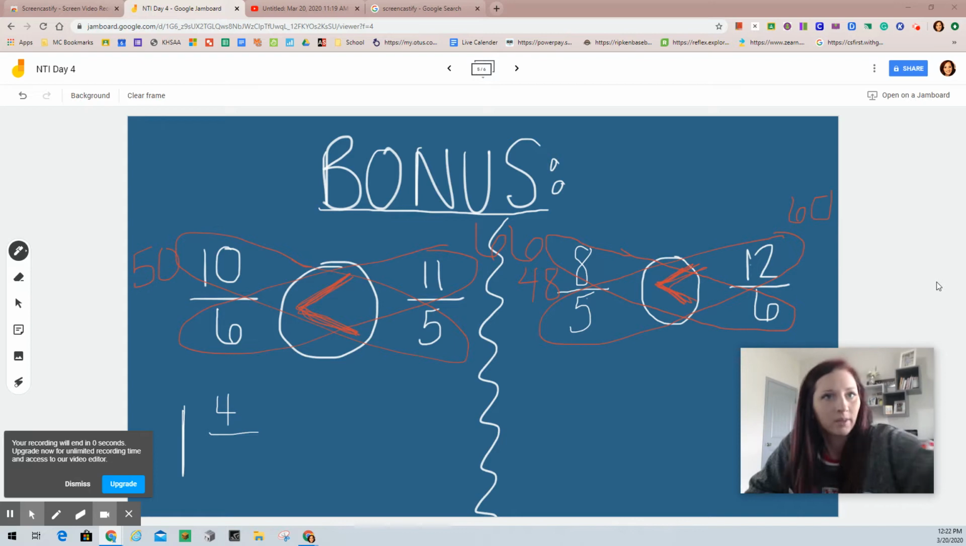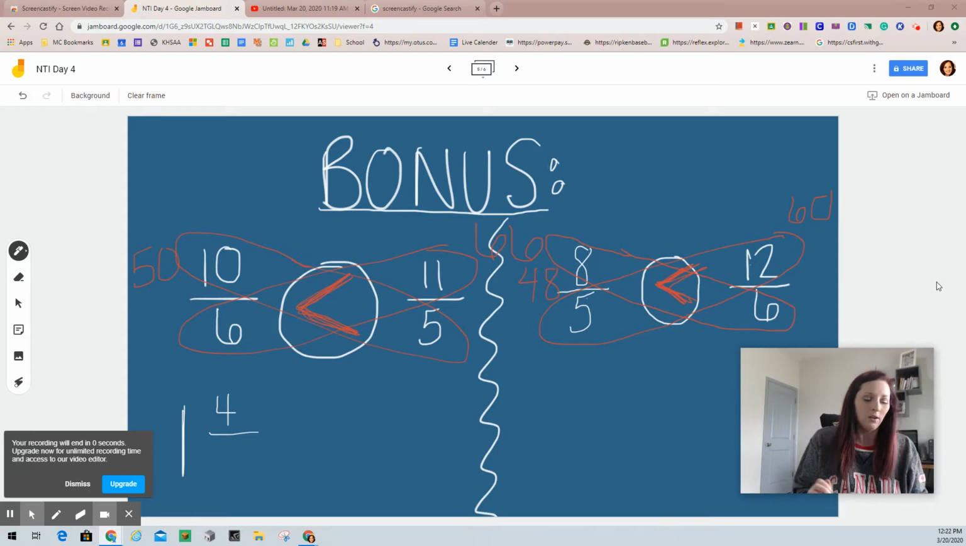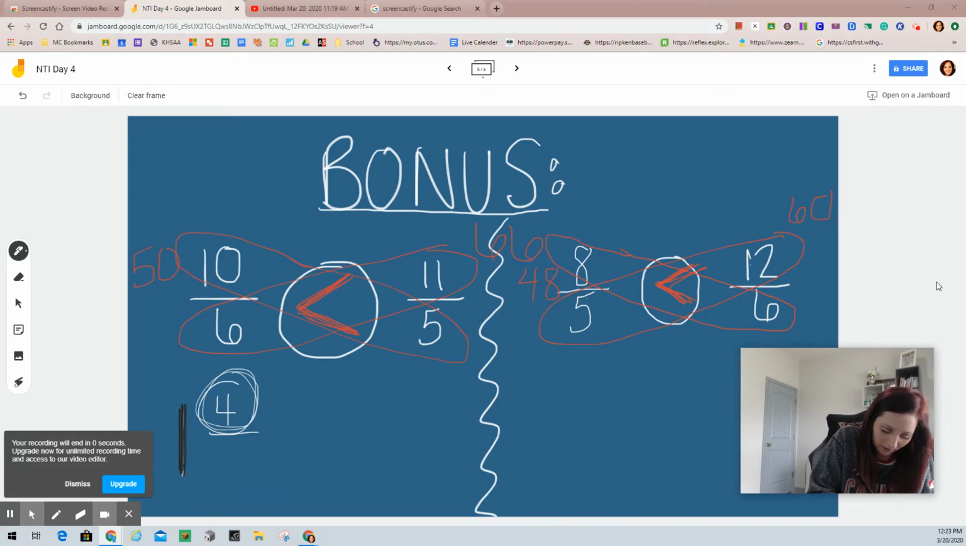Okay, there you go. So I put my whole number as how many times it goes into it. Then whatever is left over goes as my numerator. 6 times 1 is 6, 10 minus 6 is 4. And then your denominator stays the same. So 10/6 is the same thing as 1 and 4/6.